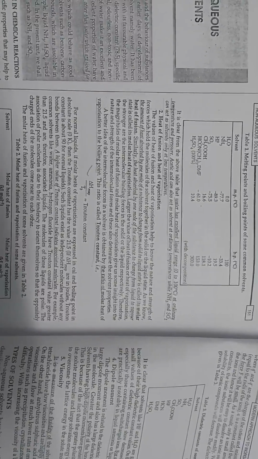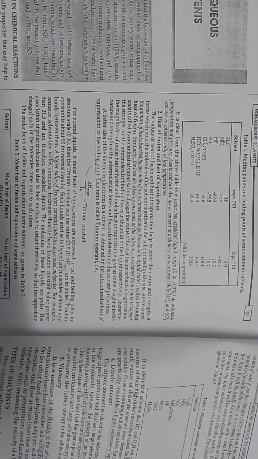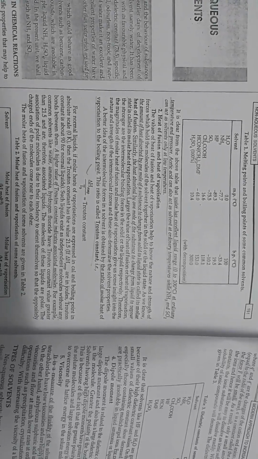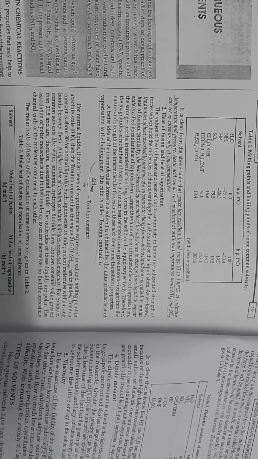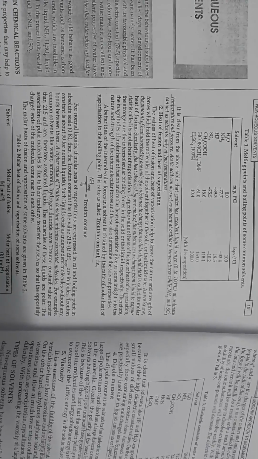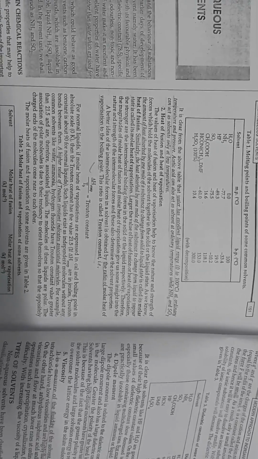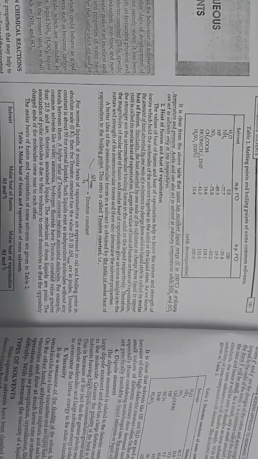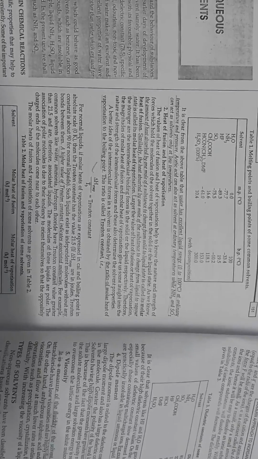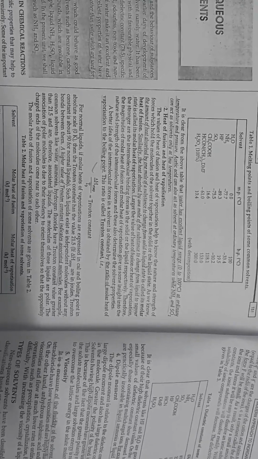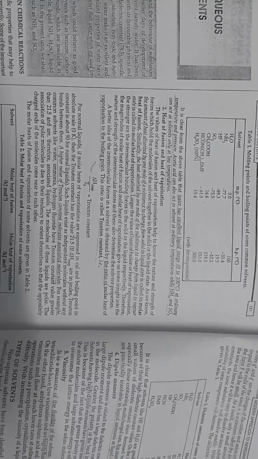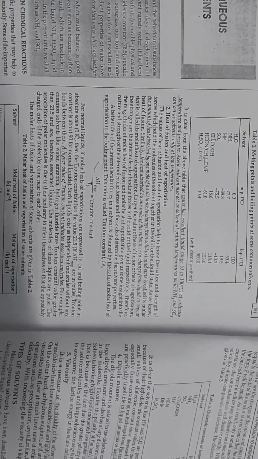Therefore, the magnitude of molar heat of fusion and molar heat of vaporization give us some insight into the nature and strength of the intermolecular forces, and these also determine the solvent properties. A better idea of the intermolecular forces in a solvent is obtained by the ratio of molar heat of vaporization to the boiling point. This ratio is called the Trouton constant, that is, delta H evaporation divided by Tb is called the Trouton constant.